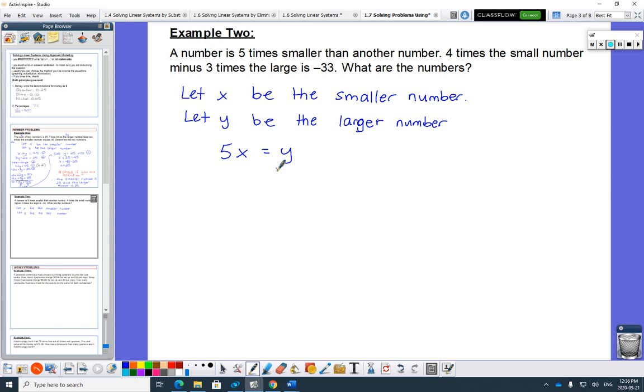4 times the small number minus 3 times the larger number makes negative 33. So if the number is negative, make sure you write that down, okay? Because as you know, it can change your answer.